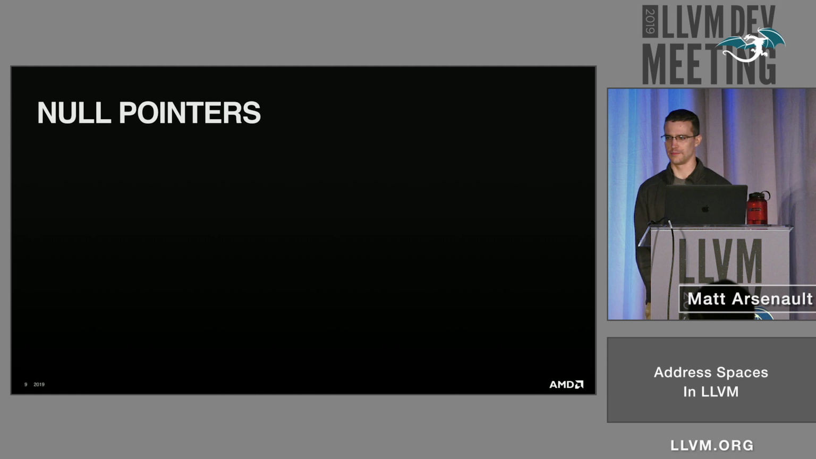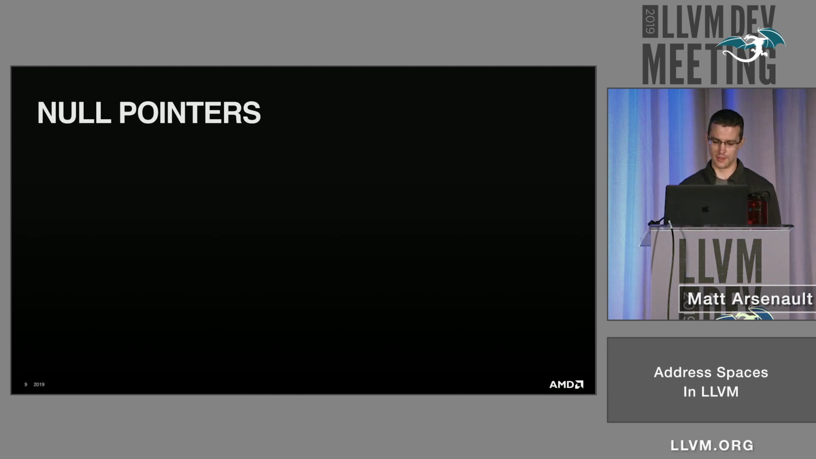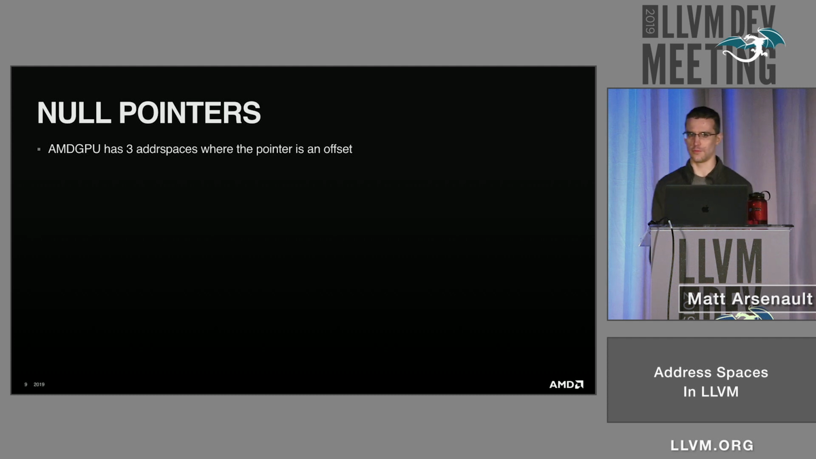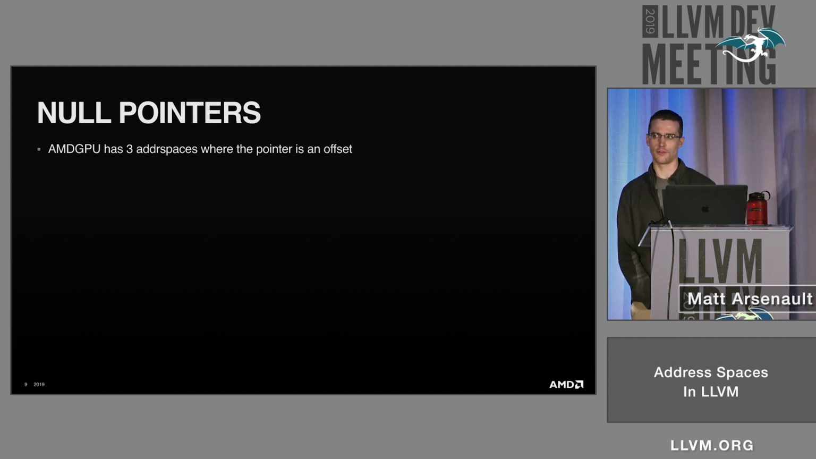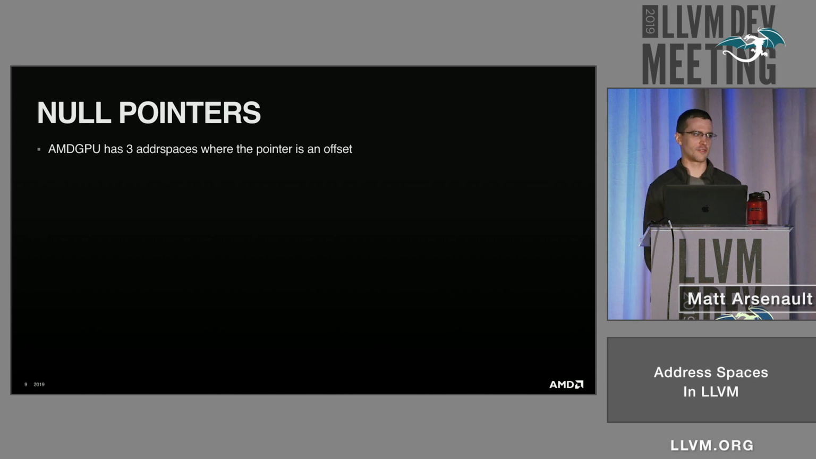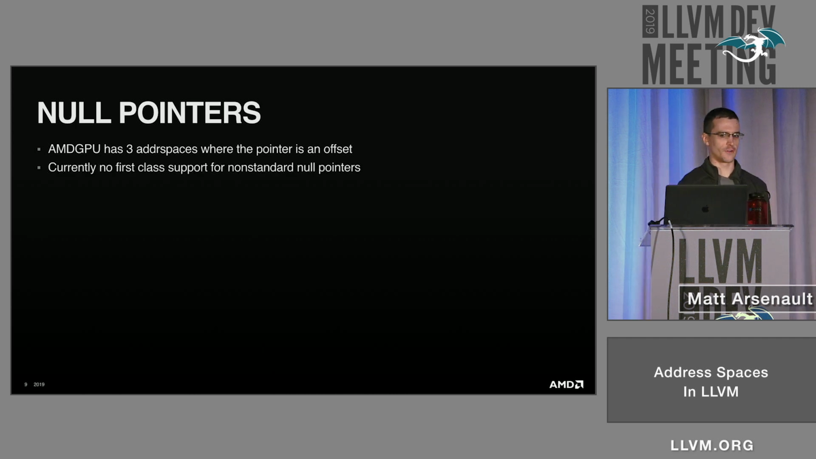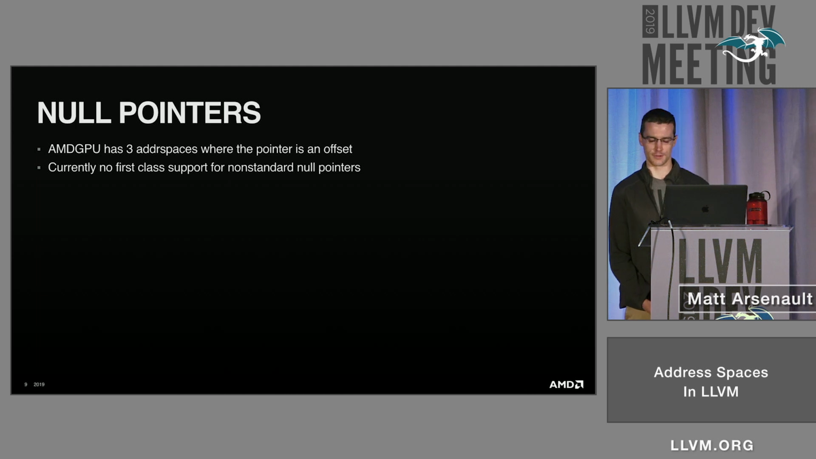So one problematic area for AMDGPU is this handling of null pointers. AMDGPU has 64-bit pointers that mostly behave like a normal CPU pointer as you would expect. Null is 0 and so forth. However, there are 3 address spaces where the pointer is really just a 32-bit offset. And that means 0 is actually a valid address, and it is where allocation begins. So there's currently really no first-class support for non-standard null pointers. There's just this vague description in the langref that you should assume 0 is a valid pointer for non-zero address spaces.